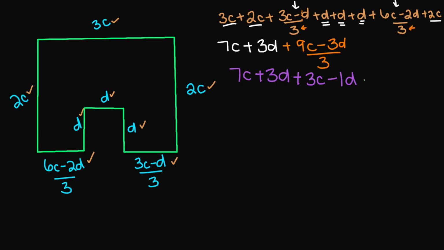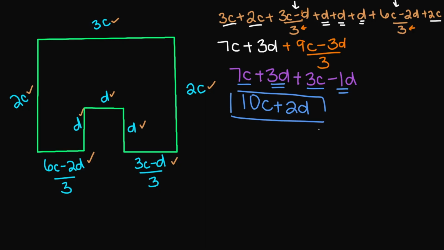Now I'm going to continue combining like terms. So you have 7c plus 3c, this is going to be 10c, and then you have 3d minus 1d, this is going to be a positive 2d. So your final answer here is 10c plus 2d.